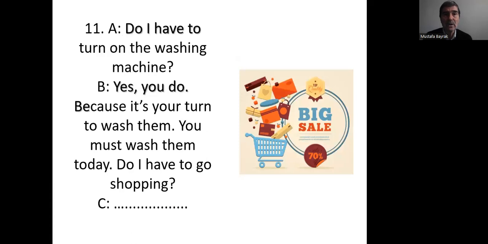Okay, 11. Do I have to turn on the washing machine? Yes, you do. You have to turn on the washing machine because it's your turn to wash them. You must wash them today. Do I have to go shopping? Yes, you do, or no, you don't. Okay.